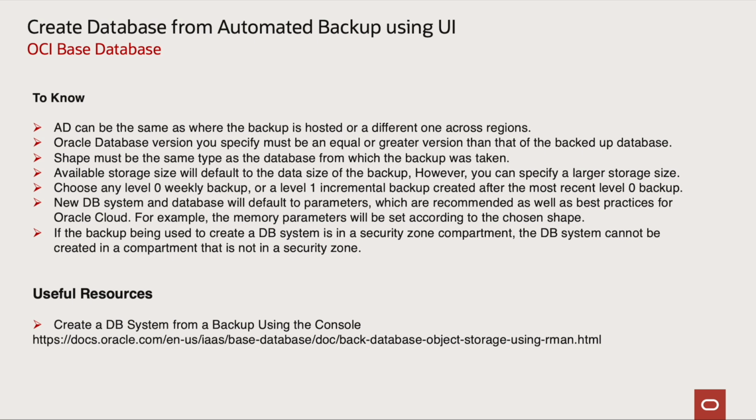So if you specify a DB system shape, then the available storage size will default to the data size of the backup, rounded to the closest storage size option. However, you can specify a larger storage size. And if you are creating a new DB system from an object storage, you may choose any level 0 weekly backup or a level 1 incremental backup created after the most recent level 0 backup.